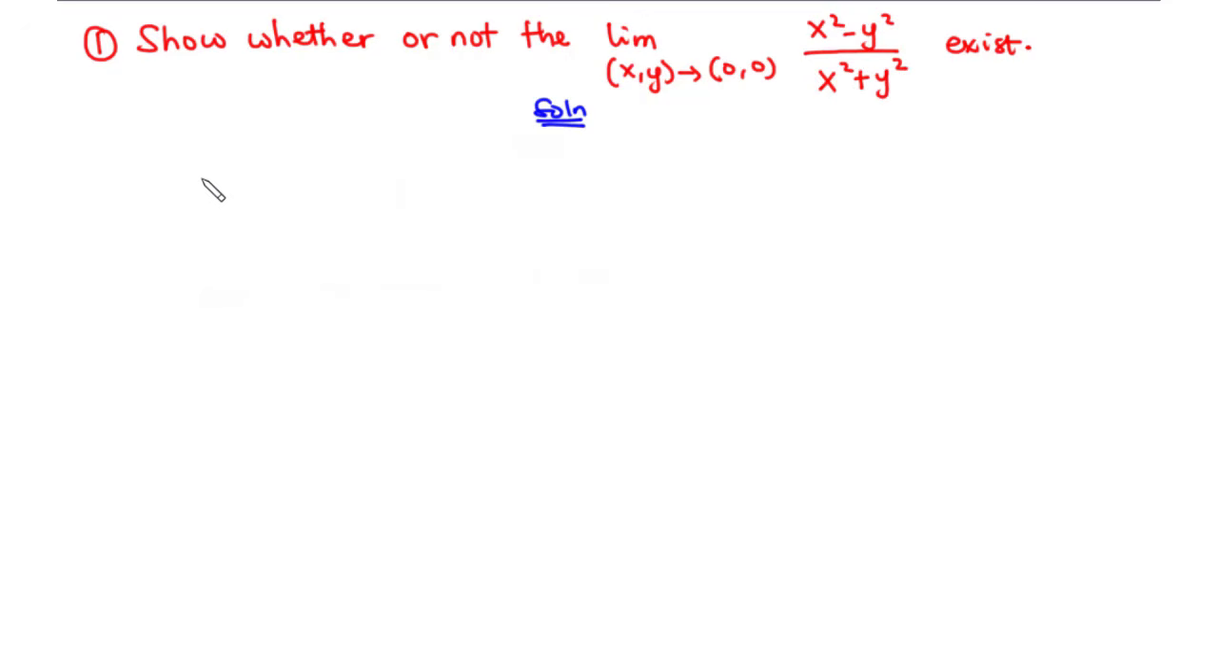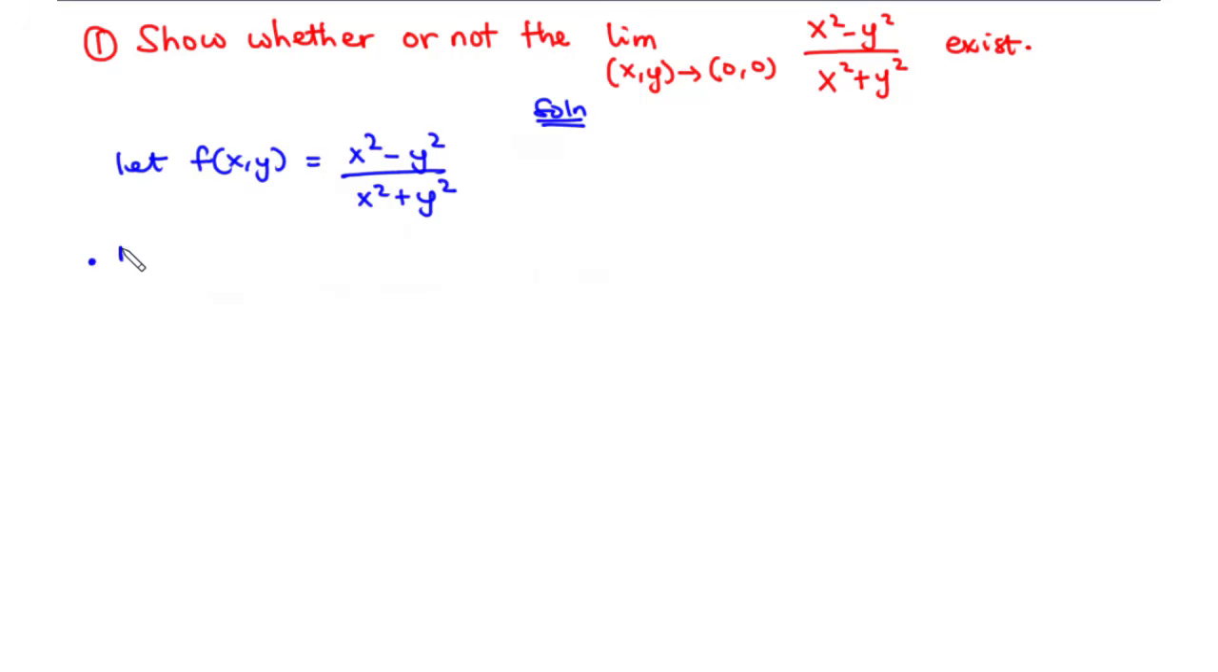So what we need to do is to find the limits along two different directions, such that if the limits along both directions are not equal, then we conclude that the limit of this function does not exist. So first of all, we are going to let f(x, y) be equal to the function given, which is (x squared minus y squared) divided by (x squared plus y squared).